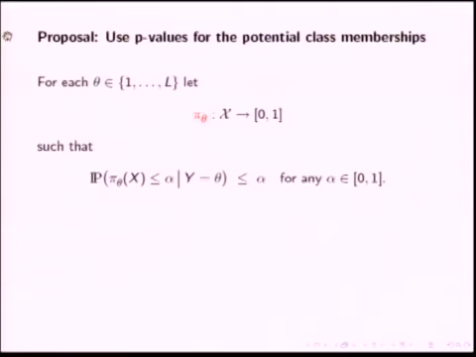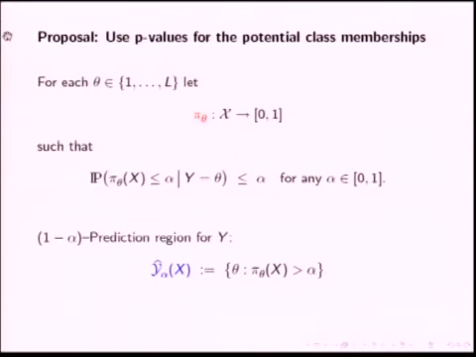I'm aiming for a p-value function, p sub theta, from the feature space to the unit interval, which is a p-value in the classical sense: conditional on being in class theta, the probability that your p-value is less than or equal to alpha is at most alpha for any alpha between 0 and 1. Suppose you have such a collection of p-value functions, then you can compute a 1 minus alpha confidence prediction region for your class, having observed x. Then you consider all classes as plausible which have a p-value greater than alpha.